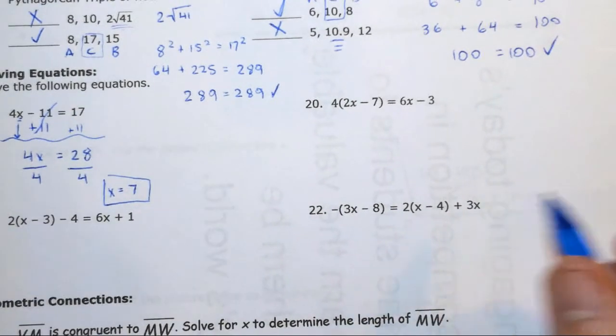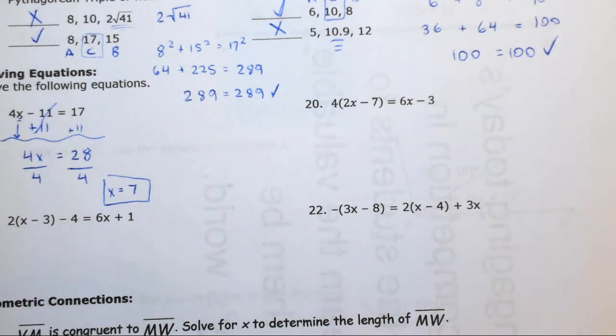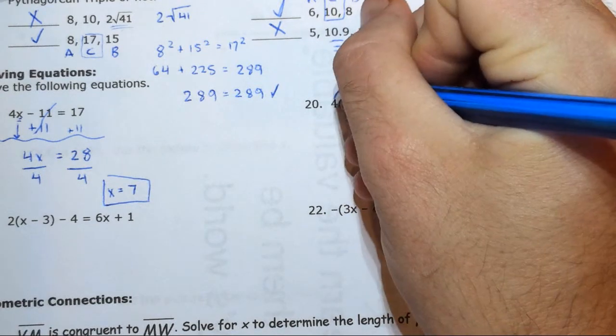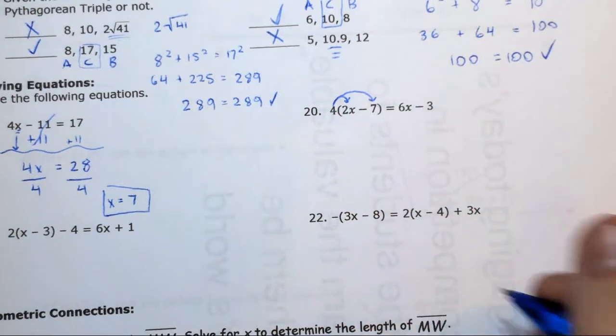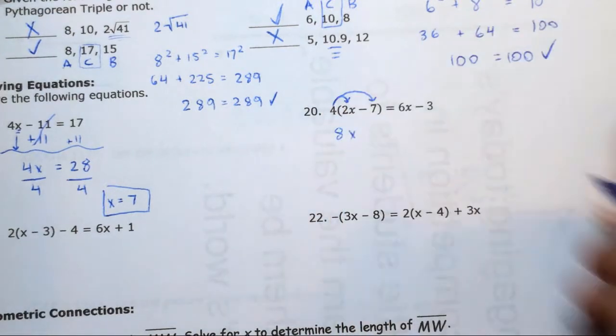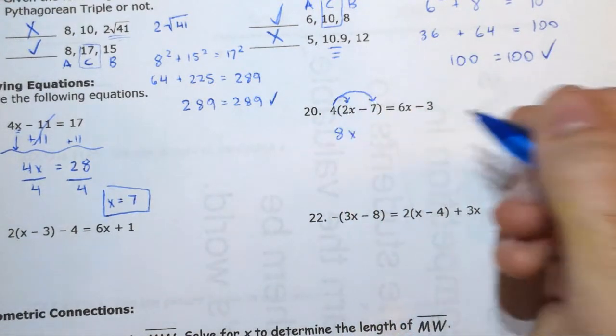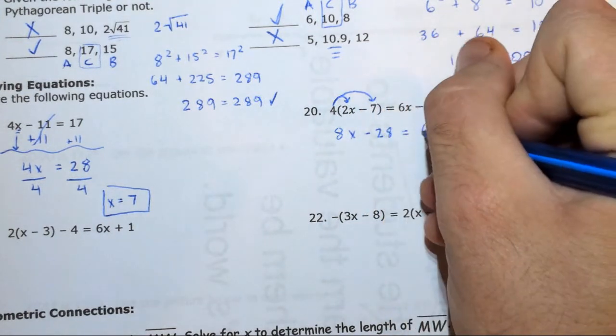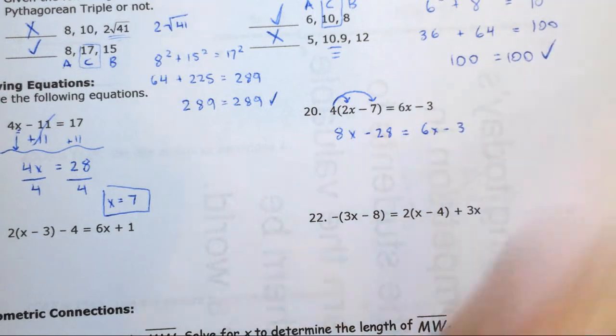Alright, number 20. Number 20 has these parentheses. And what do I need to do when I have parentheses? You got it, movers and shakers and smart people. I distribute. 4 times 2x, I get 8x. 4 times negative 7, I get negative 28, is equal to 6x minus 3.